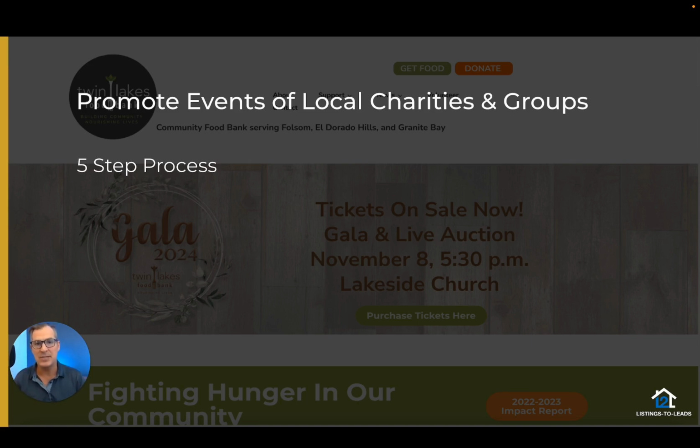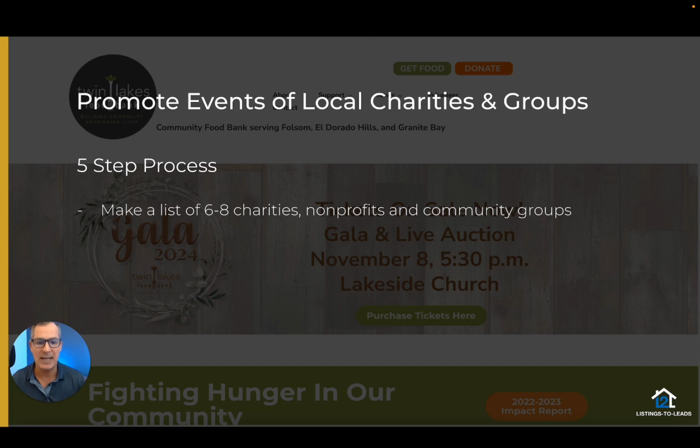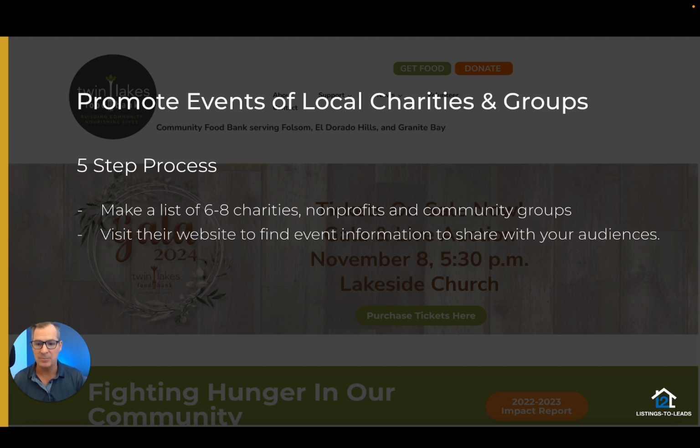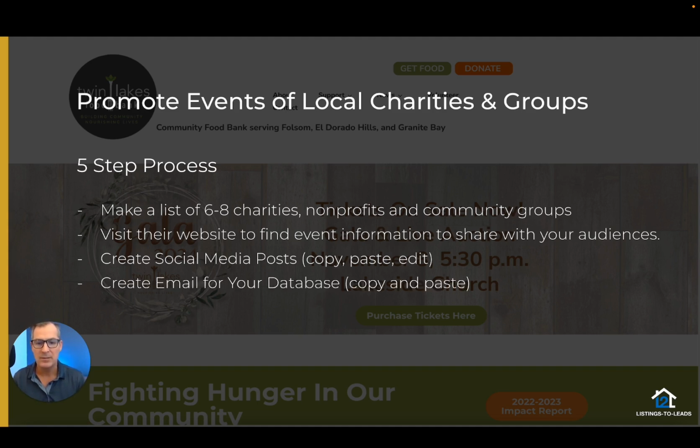So it is a 5-step process. The first step is to make a list of 6 to 8 nonprofits or community groups. We're going to go to Google after this presentation, and we're actually going to do this together. We're then going to visit the websites of some appropriate looking places and see if they have any events that we can share with our audience. And it's literally copy, paste, and edit to create a social media post. Same with the email to our database and to record a quick short form video.